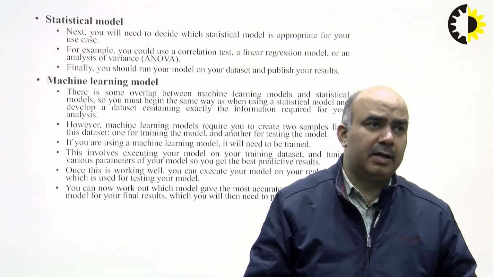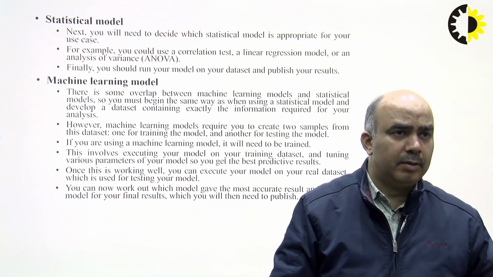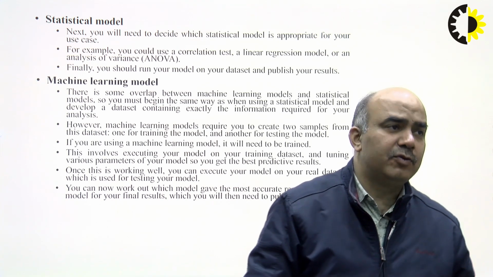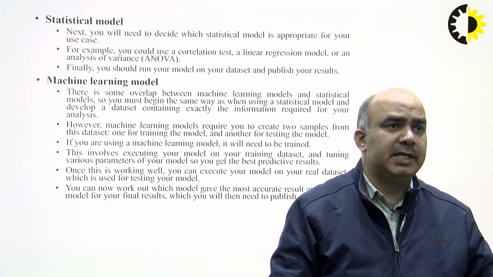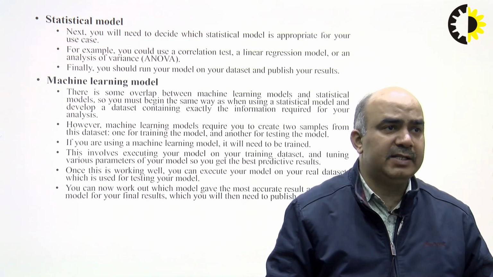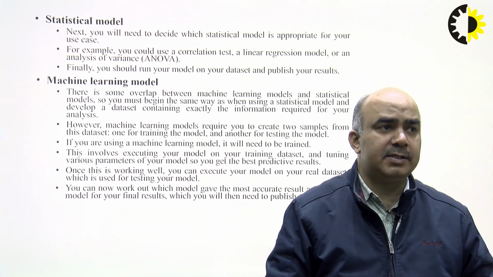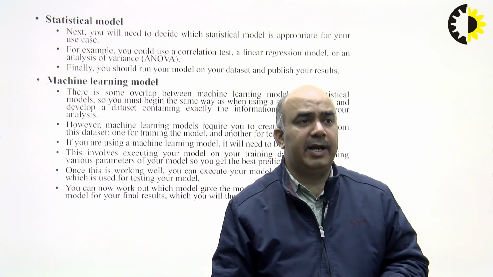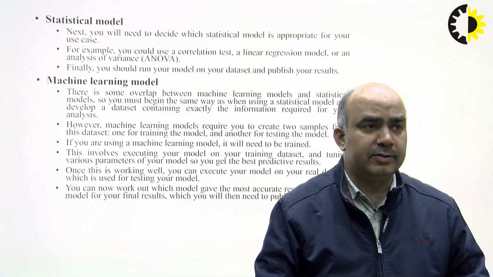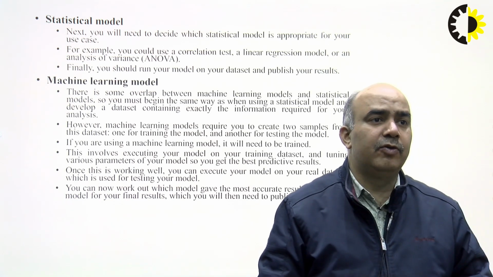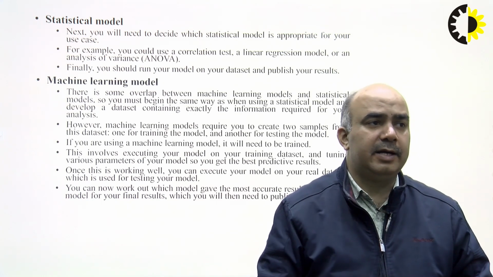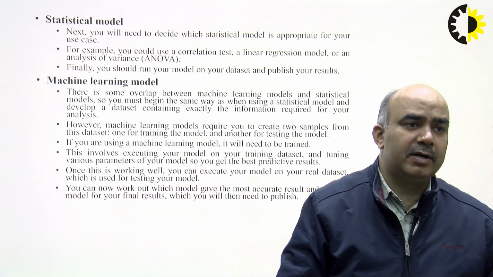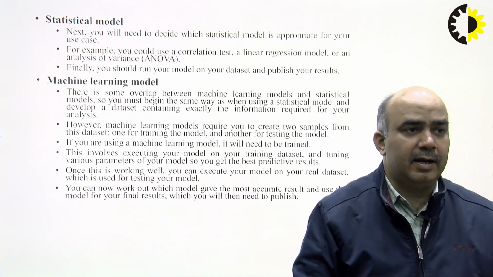Another thing is machine learning models. Depending upon labeled data or unlabeled data, we can use supervised, unsupervised, or reinforcement learning. Here machine learning and statistical models basically overlap with each other. Machine learning requires you to create two samples, one for training and another for testing. So if you use a machine learning model, you need to train it first, then test it. If that model is working, then you can execute it on your real data sets. After that, the model gives accurate results, and you use that as the final one so that you can publish it.